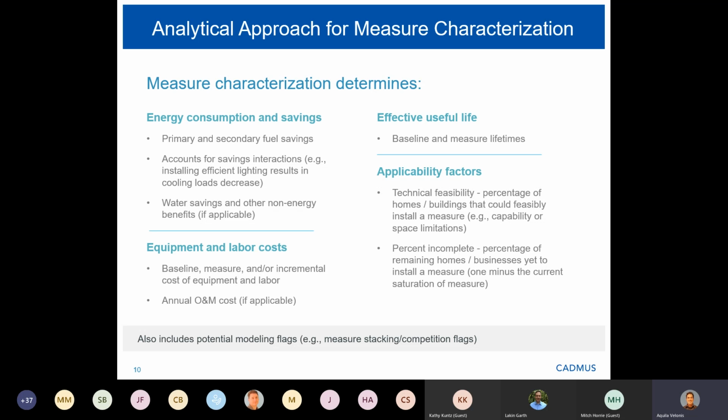There are also savings interactions that we want to account for. A lot of this is stipulated through the Wisconsin Technical Reference Manual, but it includes, say, installing an efficient lighting measure results in a cooling load decrease, and so we want to capture those savings when we do the calculations. In addition, we also calculate water savings, say from faucet aerators or low flow shower heads and other measures that save water. Typically we calculate that in the number of gallons saved.